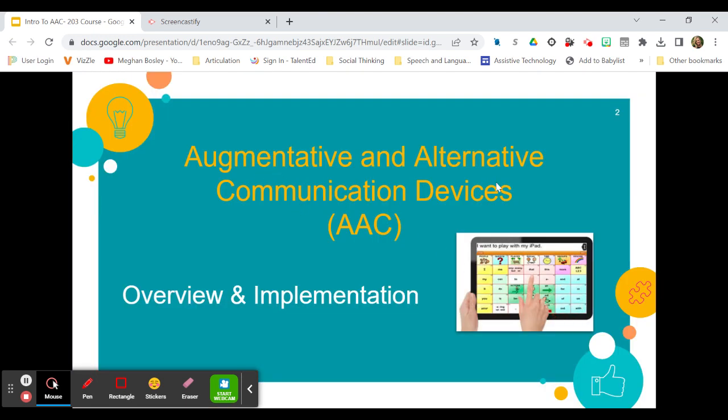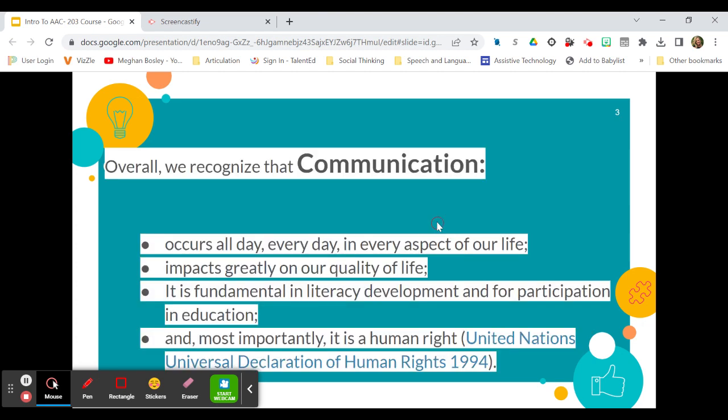So, augmentative and alternative communication is what AAC stands for. And before we begin, I just want to recognize that communication occurs all day, every day, in every aspect of our life. It greatly impacts our quality of life, and it is fundamental in literacy development and for participation in education. And most importantly, it is a human right.